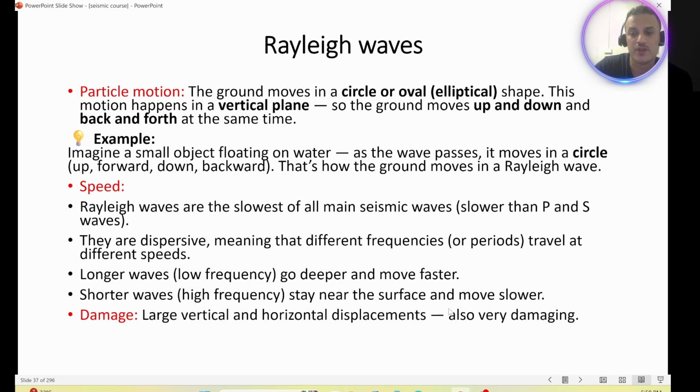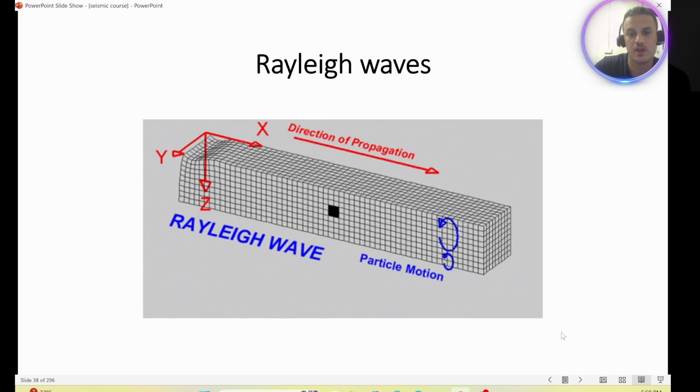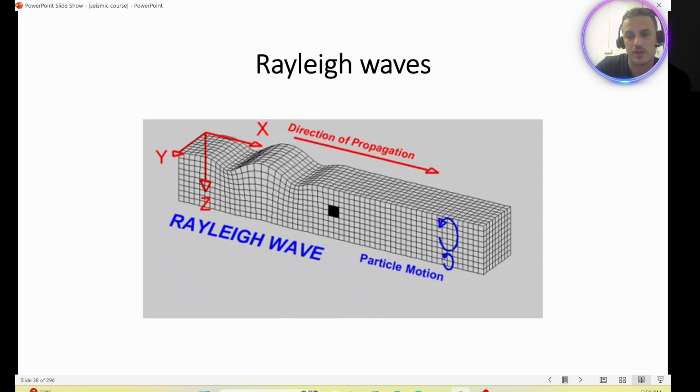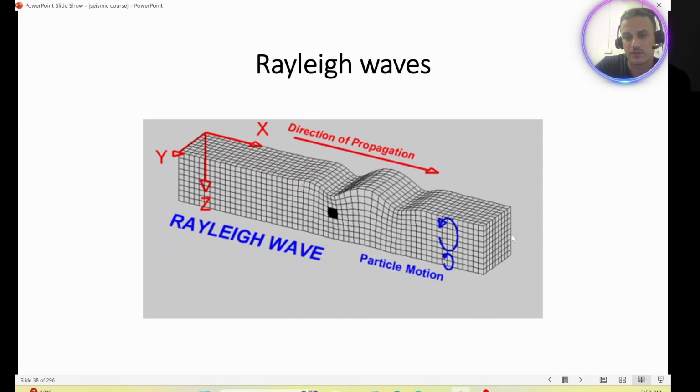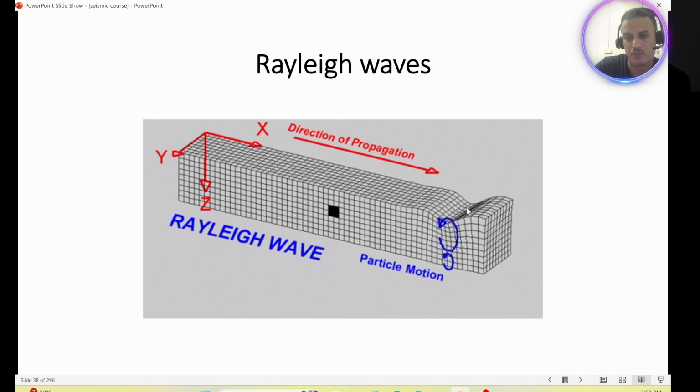So that's why you can feel the earthquake, because these waves are concentrated next to the surface and they keep going for a long time. The rock particle motion will be very slow. That's why you will feel most of the earthquake for a long time. The damage: large vertical and horizontal displacement, also very damaging. This is how the circular or elliptical motion of the Rayleigh waves looks.